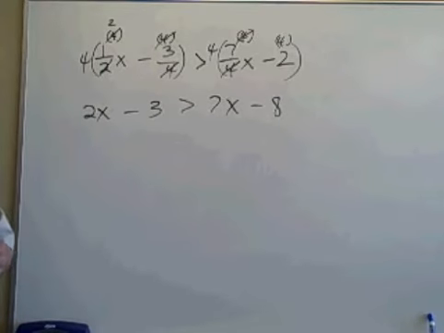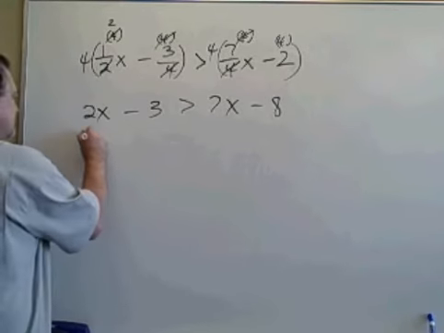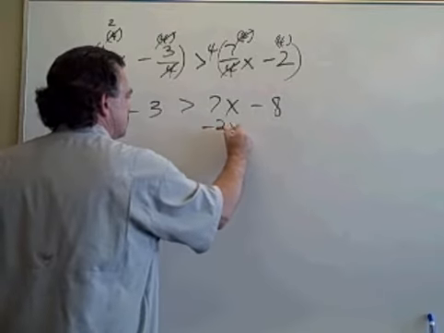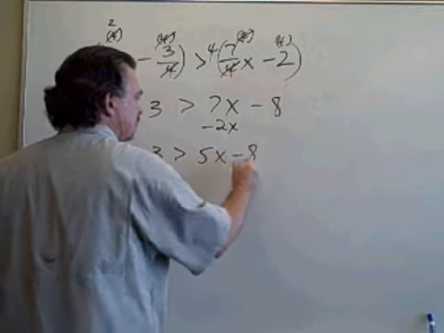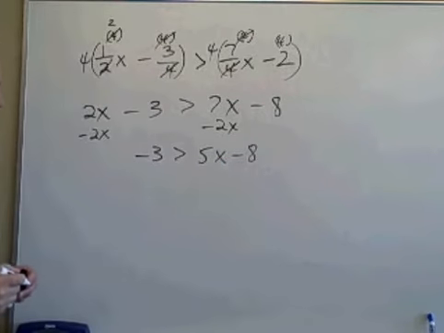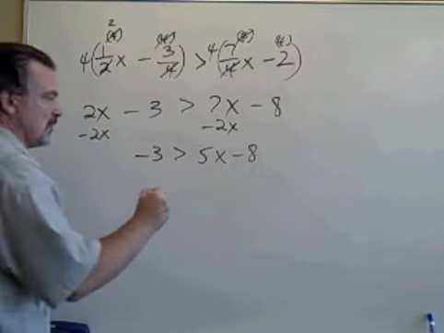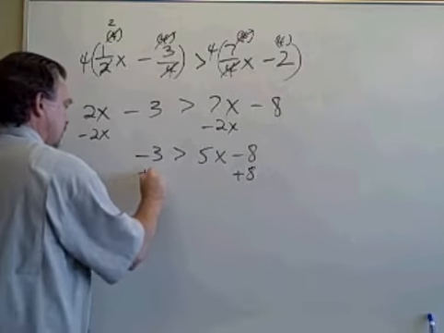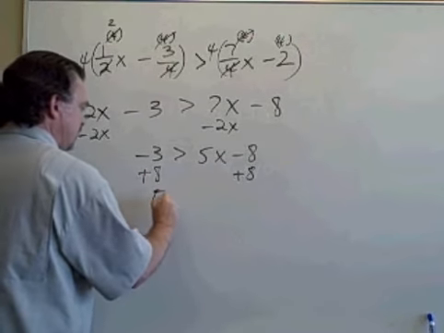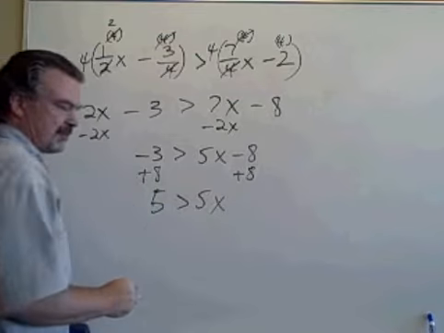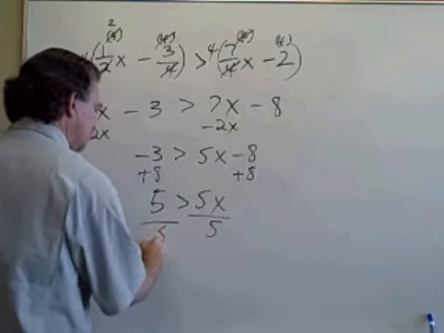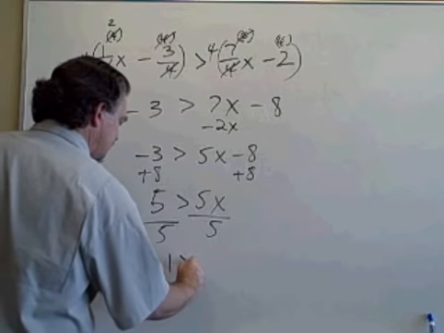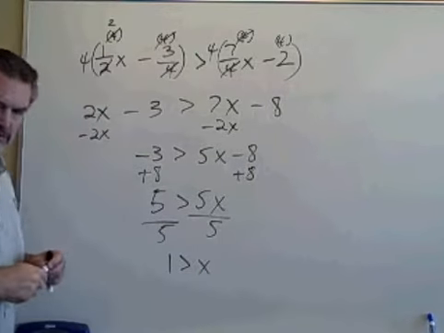Let's subtract 2x from both sides. So negative 5 is greater than 5x minus 8. Let's add 8 to both sides. 5 is greater than 5x. And now I'll divide both sides by 5. So 1 is greater than x.